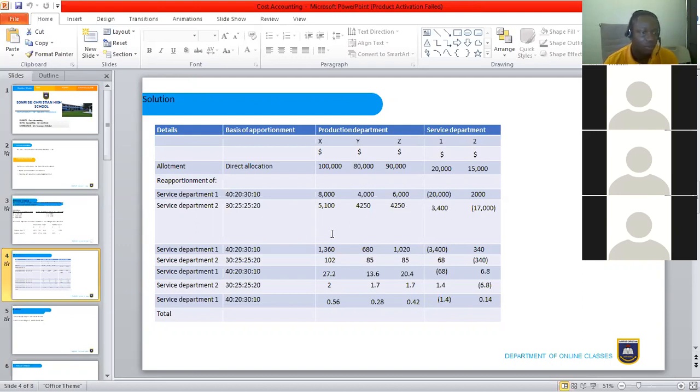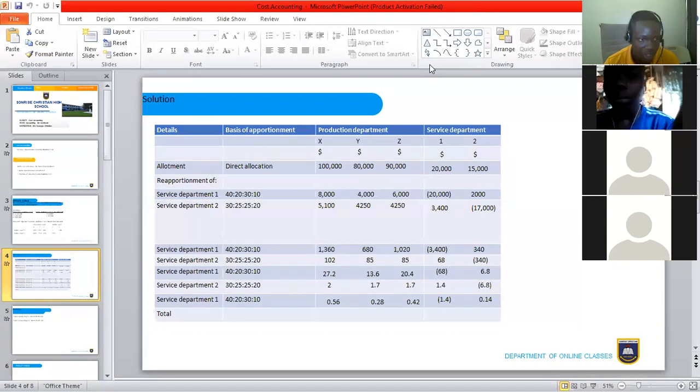Okay, so now we go back. This falls under service department 1. So you go again, then you write service department 1 using the same percentages. Okay, using the same percentages.